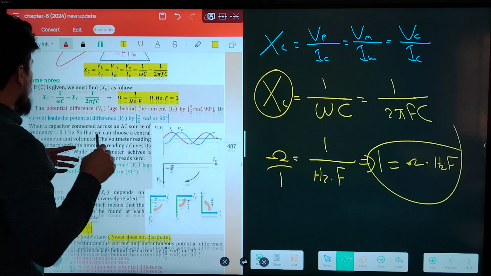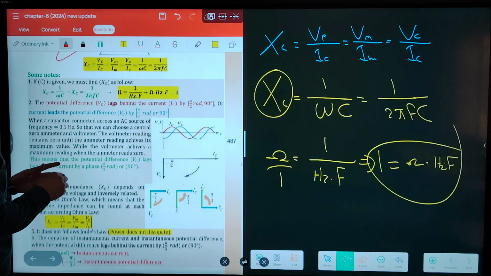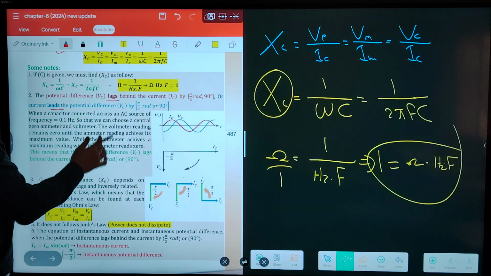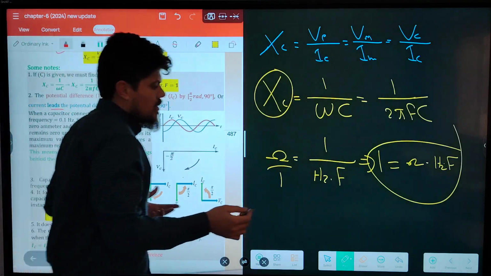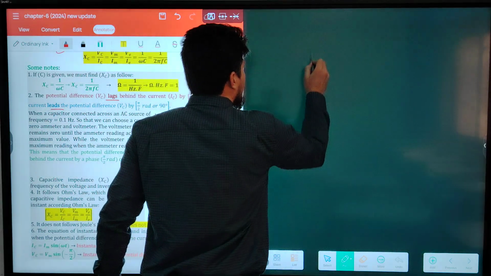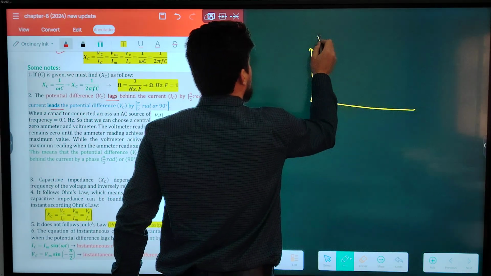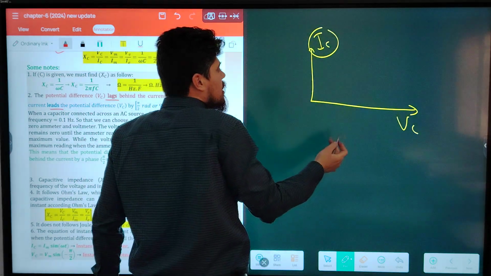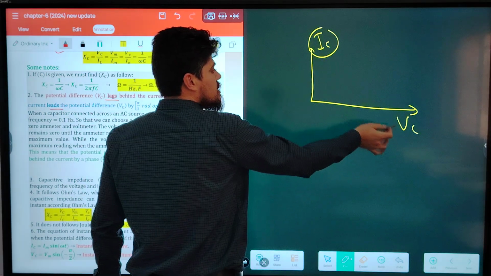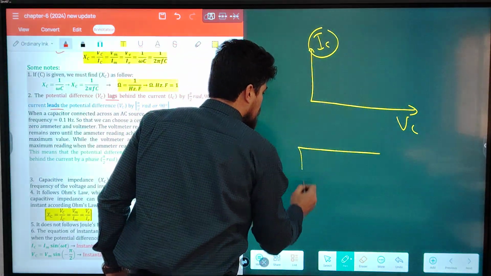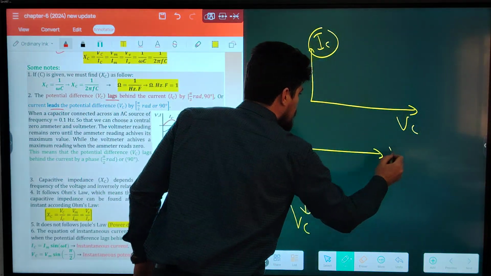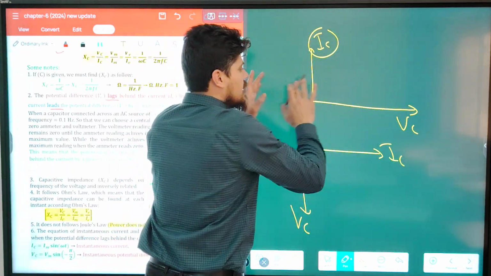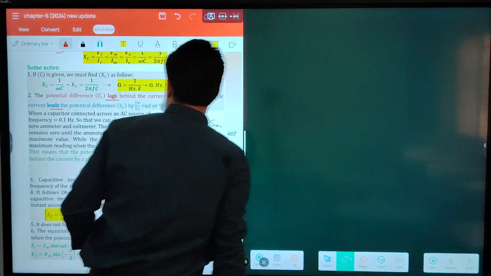In a capacitor AC circuit, potential difference lags behind current. Can we say current leads this potential difference? Why not? Yes. If you say current leads this potential difference, it's going to be like this: IC across VC. Is it correct? Yes, of course. Both are correct. But here, VC and IC, this is the same thing. Potential difference lags, current leads. There is no difference between them, okay?